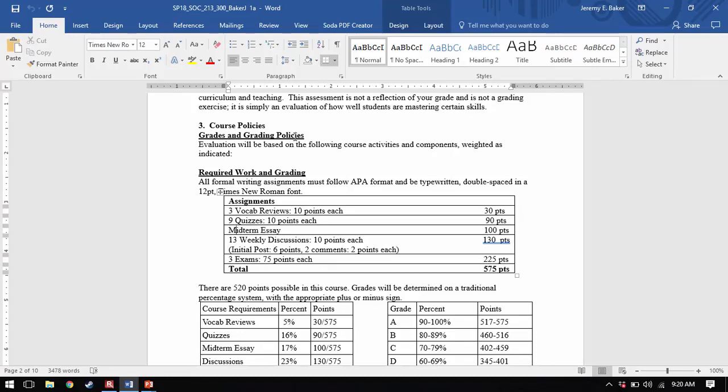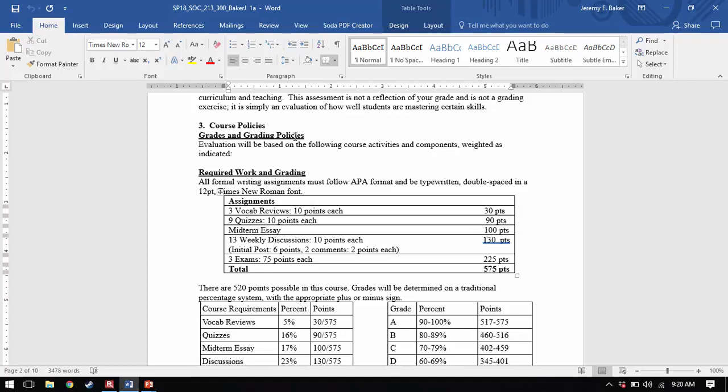You will have a midterm essay, which will be worth 100 points. You will have 13 weekly discussions. So every week, most weeks, we will be having discussions. And then you will have 3 exams worth 75 points each. So take note that this midterm essay is worth more than any of the exams.